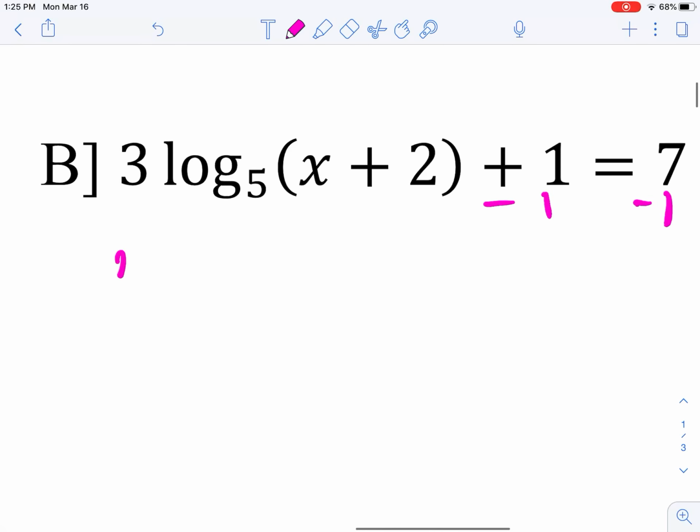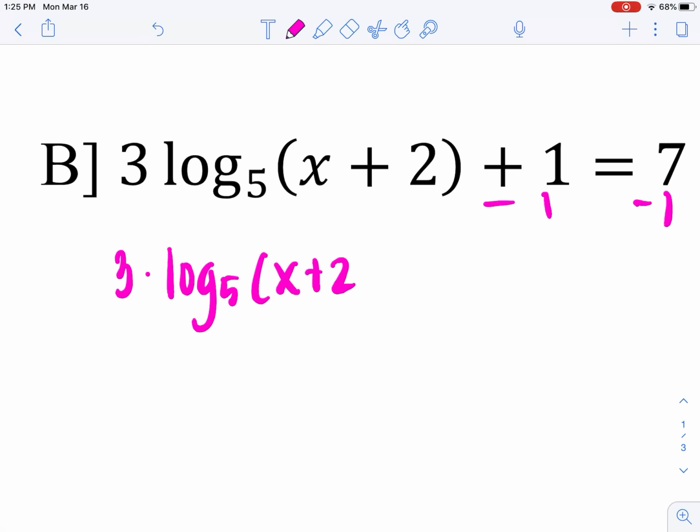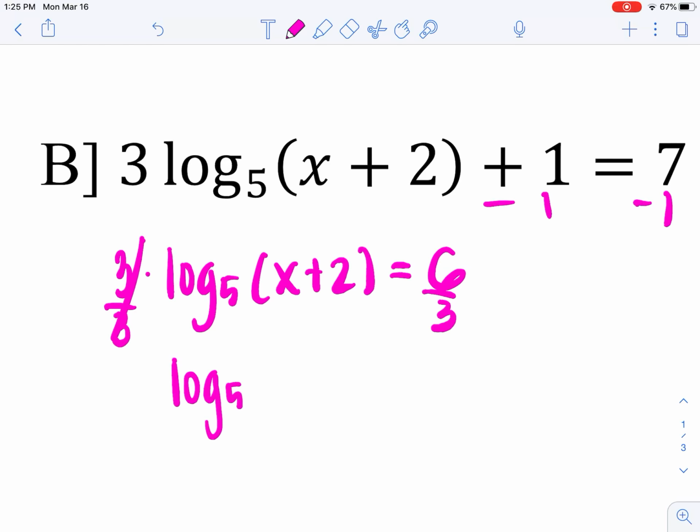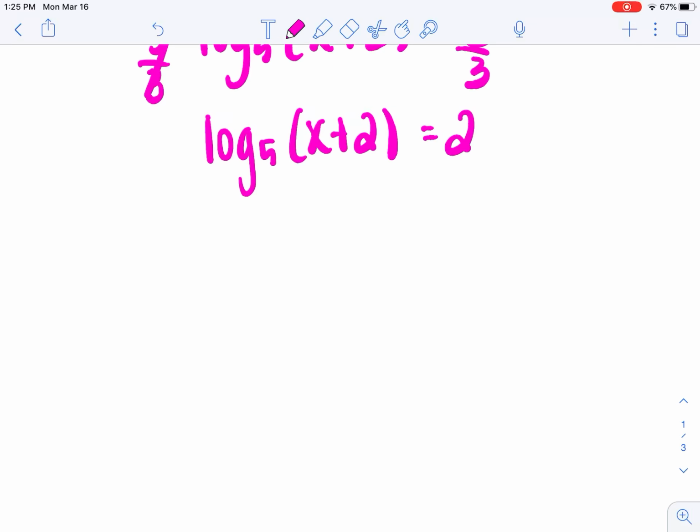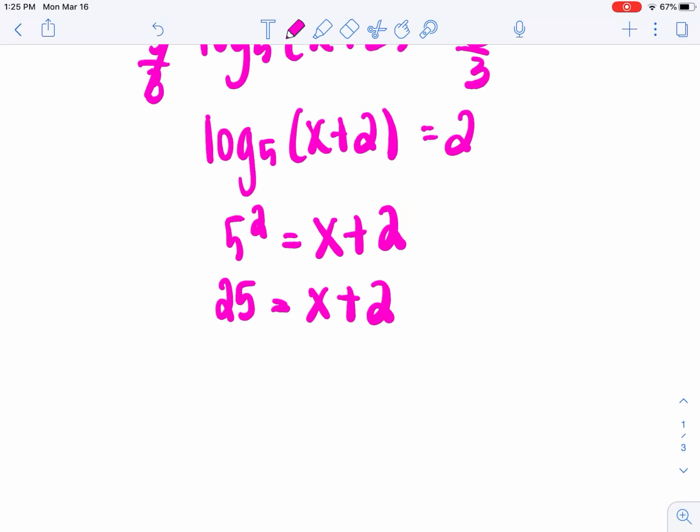So we're going to subtract 1 from both sides. Now we have 3 times log base 5 of x plus 2 is equal to 6. Divide both sides by 3. Log base 5 of x plus 2 is equal to 2. And now it's just like the last problem. The log is isolated. I can rewrite in exponential form. 5 to the 2nd power equals x plus 2. 25 is equal to x plus 2. Subtract 2, x equals 23.